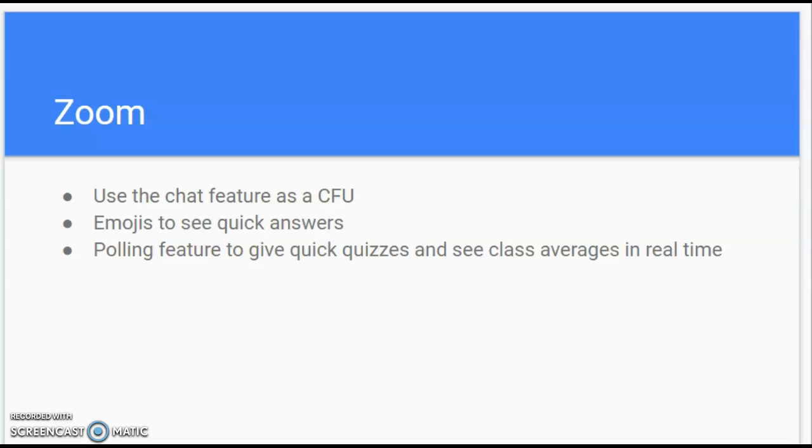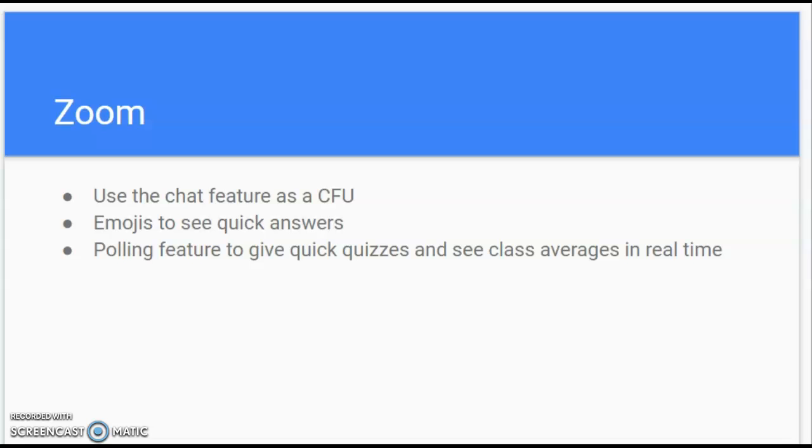Last year, my school used a mostly synchronous format for learning. So we used Zoom quite often. So I used a lot of their features to help me understand how my students are doing in the classroom. One of the major features I used was the chat feature, and I use this as a checking for understanding. So I would have students type to me their answers, similar to how they would write out on an exit ticket.